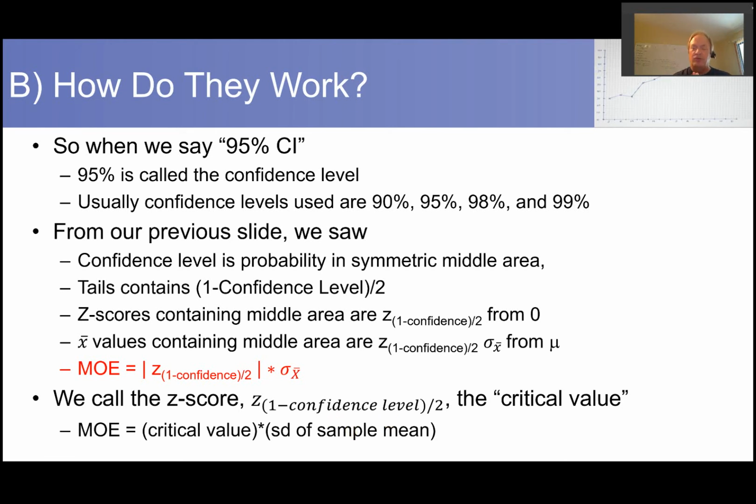And this is important. If you understand this formula, you understand what's going on. It says the margin of error is equal to the number of standard deviations we have to go away from the mean so that we have the confidence level area in the middle, times the standard deviation of the sample mean. So it's the number of standard deviations times the standard deviation. And those number of standard deviations are chosen so that they contain the confidence level area in the middle portion of the distribution. This is a very fundamental formula and idea in statistics.